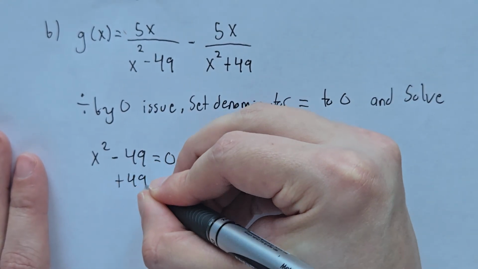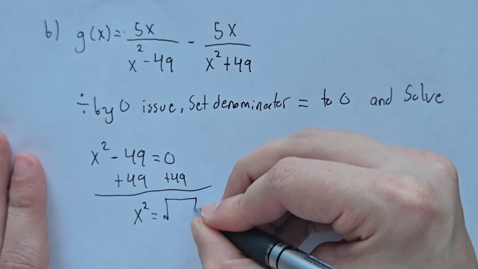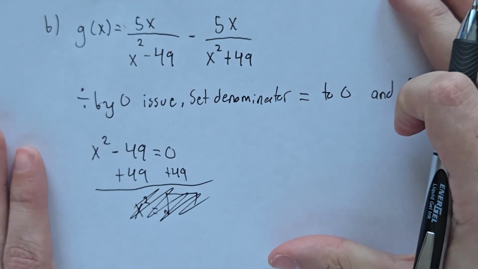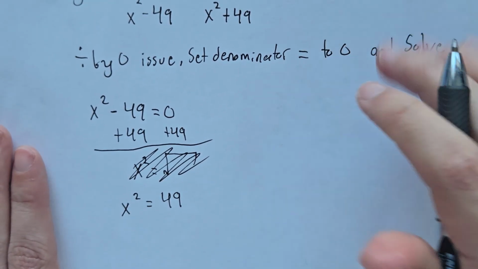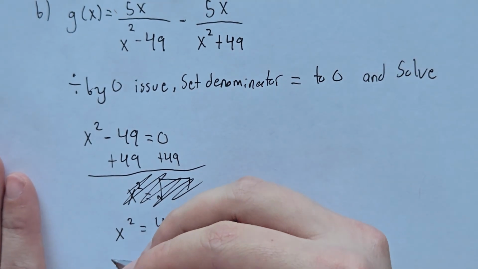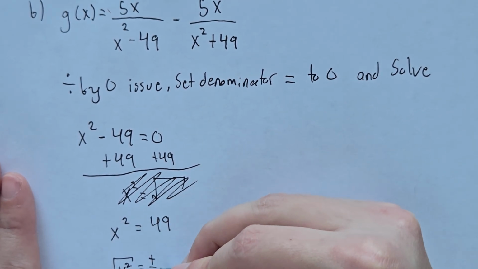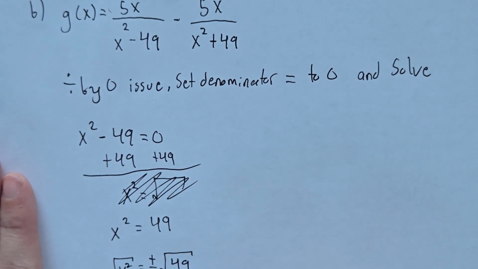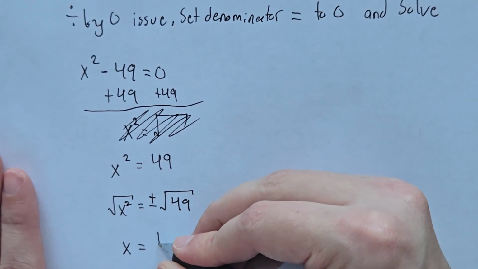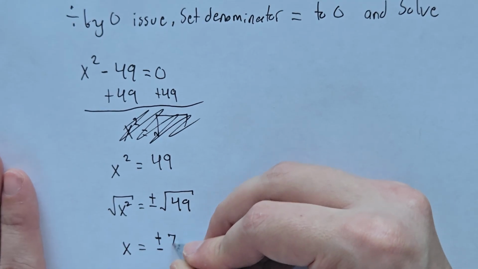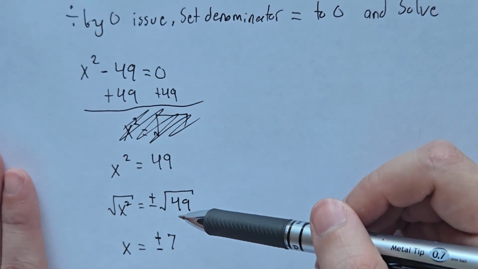Well, we can add 49 to both sides first, and we'll get x squared is equal to positive 49, and then to get rid of the square, we can take the square root of both sides. So we'll do square root of x squared is equal to plus or minus the square root of 49. Remember to include that plus or minus like we talked about in class last week. And we'll say x is equal to plus or minus 7. So that means that there are two potential values that are going to lead this expression up here to be 0, plus 7 and negative 7.